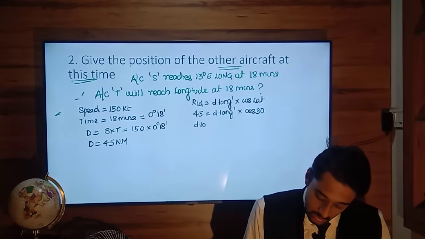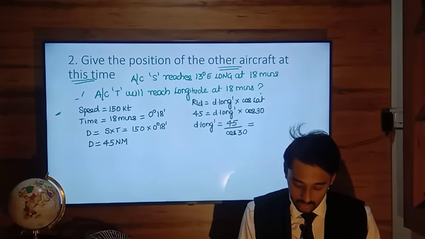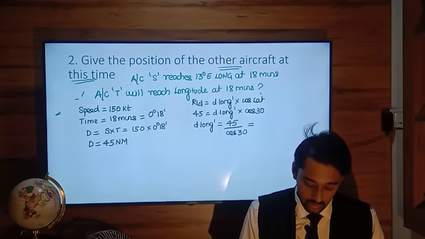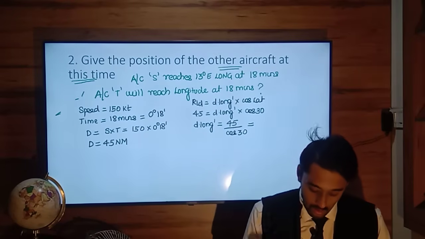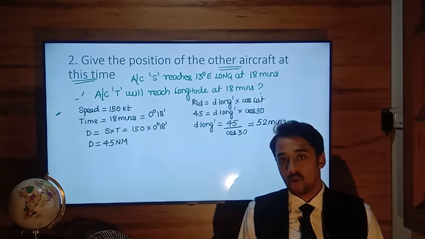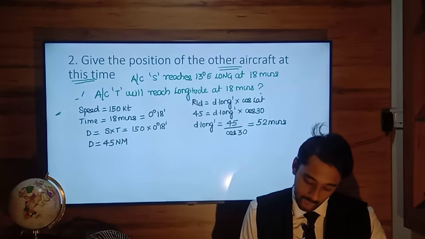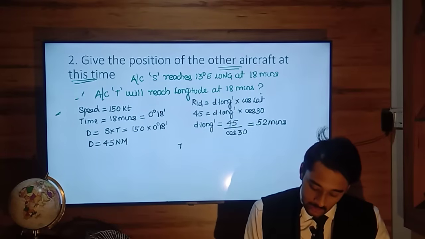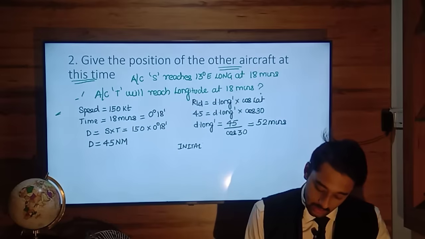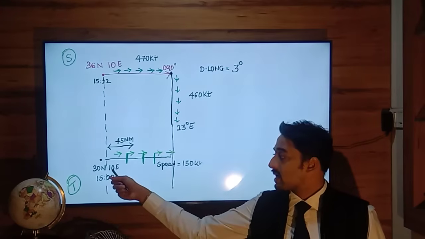So d long is equal to 45 divided by cos 30, which is equal to 52 minutes. 0 hour 52 minutes. Okay. So now our initial longitude is what? Given to us, 10 degree east.